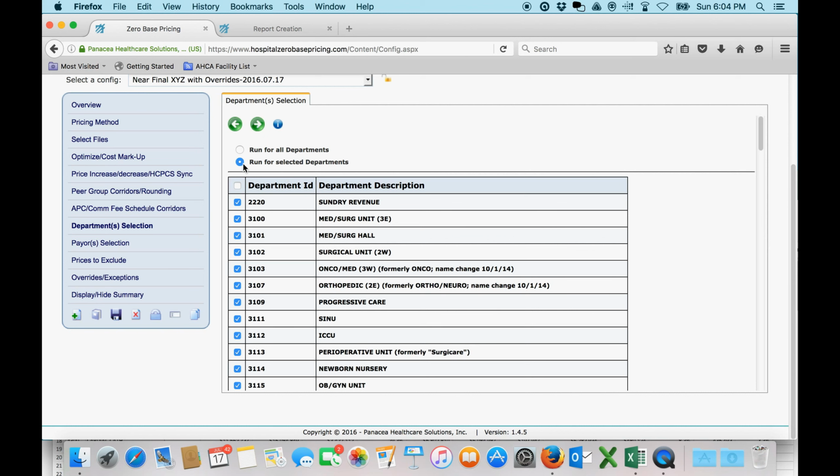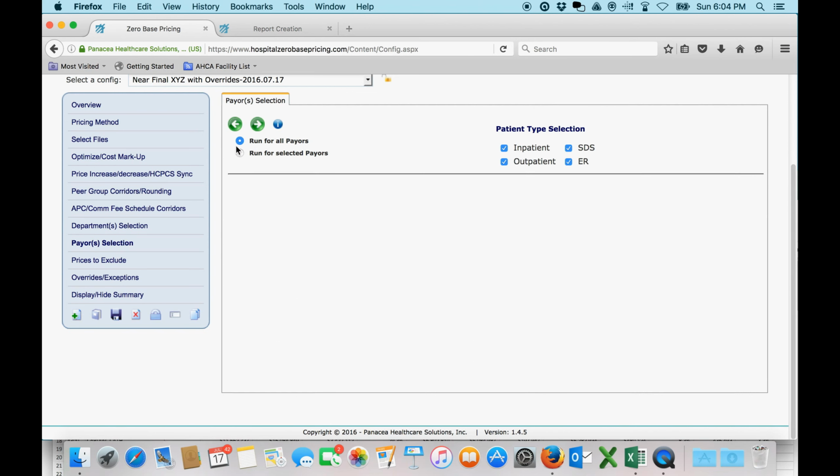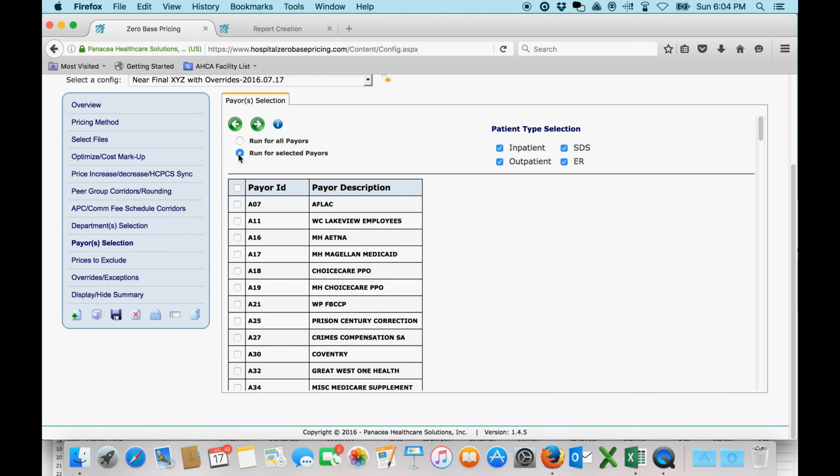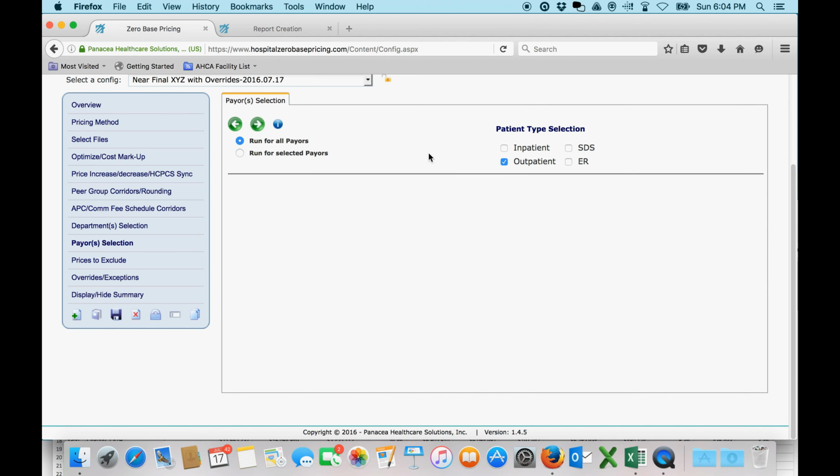We could run for all departments or selected departments. This client had some departments with zero revenue in it, so I decided to select certain departments that had revenue. We're going to run for all payers. We could run for selected payers and for selected patient types. This is a good feature for giving payers any detailed reports they may request related to your charge increase if needed. But for modeling purposes, we're going to run it with all payers and with all patient types.